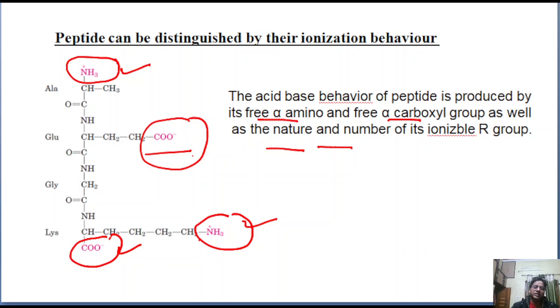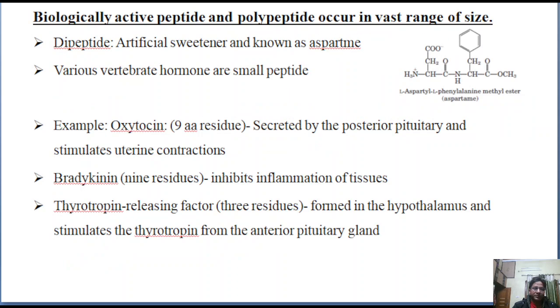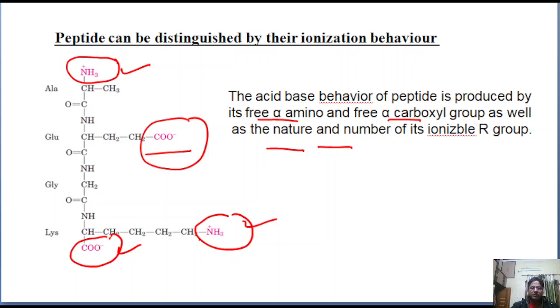If a large number of glutamic acid or aspartic acid residues are present, they are negatively charged amino acids, and the peptide will have more acidic properties. And if more basic amino acids are present, this type of peptide will have basic properties.